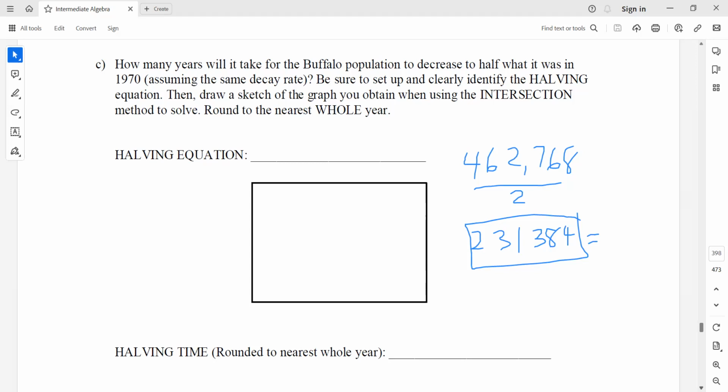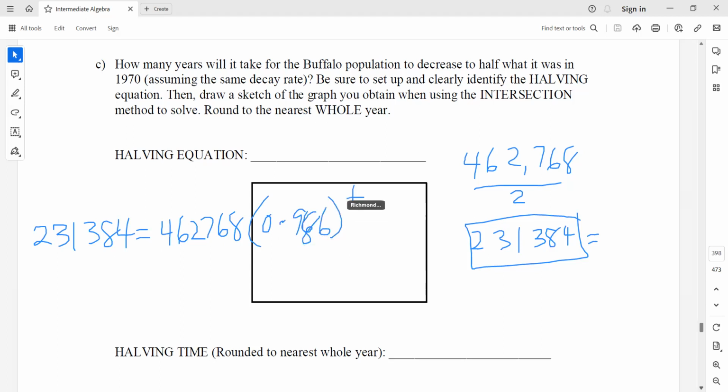So if you do that, you're going to have 231,384 equals 462,768 times 0.986 to the power t. That's it. So that's y2, y1, and then you solve for t. So let's go do that.